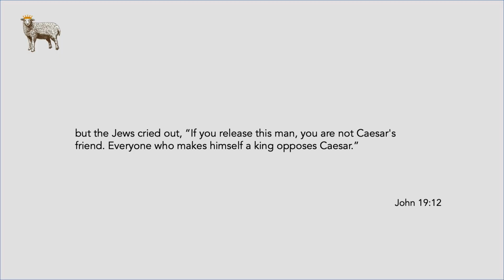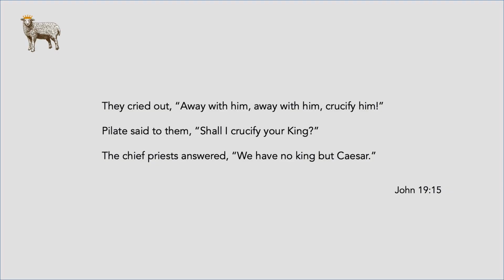Think about when Jesus is before the authorities. They say, we can't crucify him, send him to the Romans. And so they go to Pilate, and Pilate says, this man seems innocent. And what do the Jews say? In John 19, they say, if you release this man, you are not Caesar's friend. Everyone who makes himself a king opposes Caesar. And then just a few verses later we read, they cried out, away with him, crucify him. And Pilate said to them, shall I crucify your king? The chief priests answered, we have no king but Caesar.